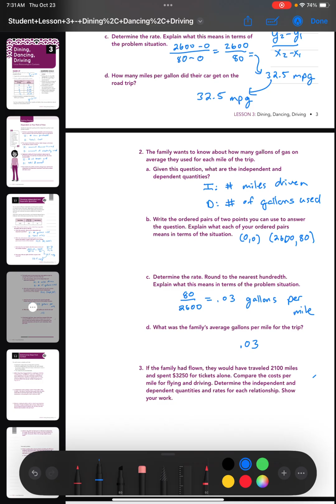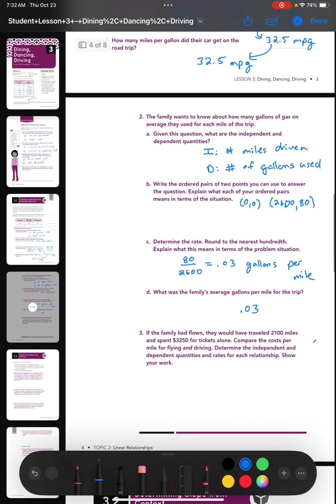0.03. Okay, so in different context, we could be looking at 2 different things. We found that they were driving 32.5 miles per gallon. And then if we reverse that, want to know the gallons they're using per mile, for number 2 here, we ended up with 0.03 gallons per mile.